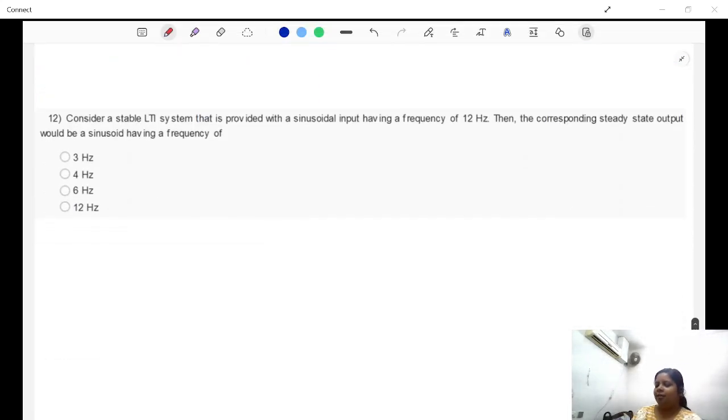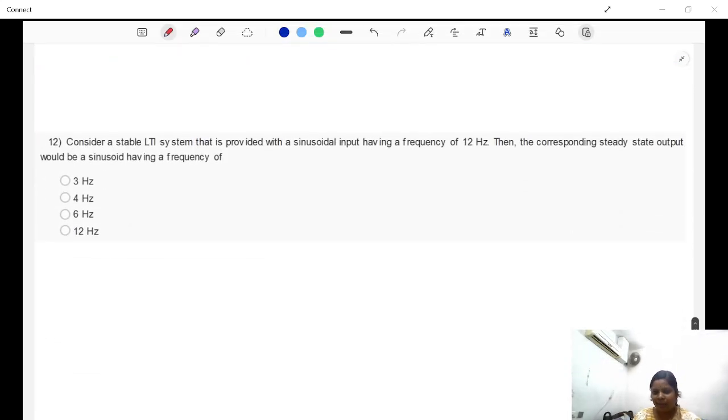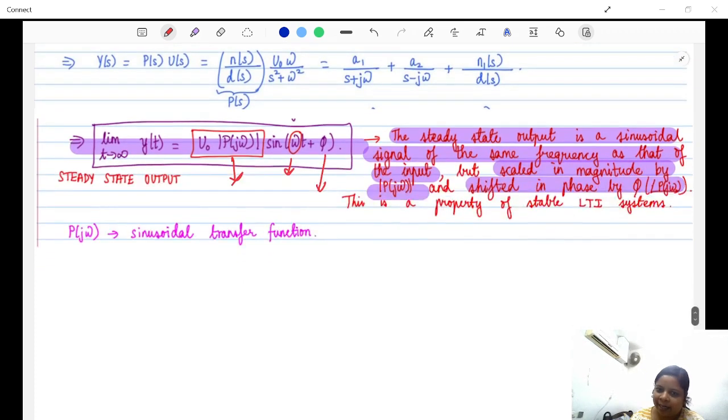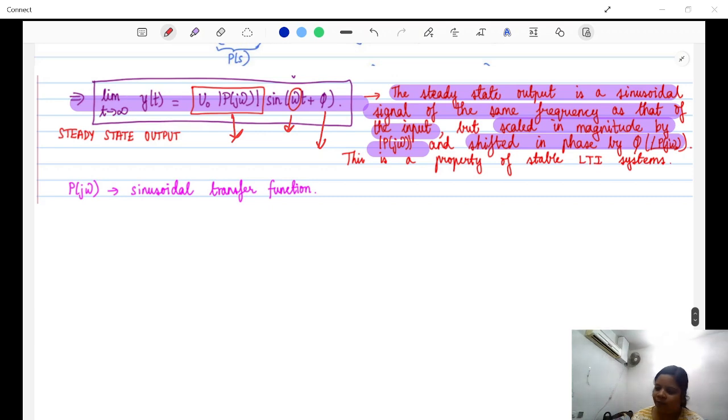The question that we have here is, so the frequency remains the same. The phase is shifted and the magnitude is scaled. Scaled in magnitude, shifted in phase, but no change in frequency.